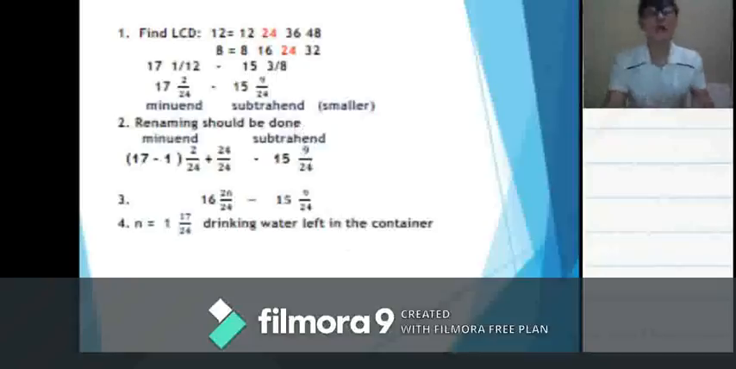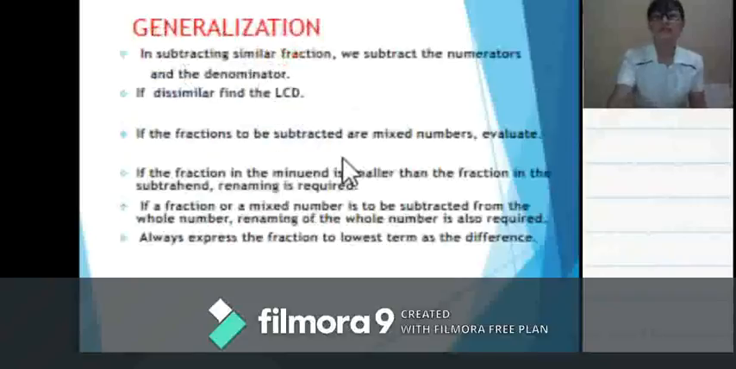In order to understand clearly what we are discussing, let me summarize our lesson for today. In subtracting similar fractions, we subtract the numerators and copy the denominator. If the fractions are dissimilar, find the LCD, and then apply the LCD to make them similar fractions.